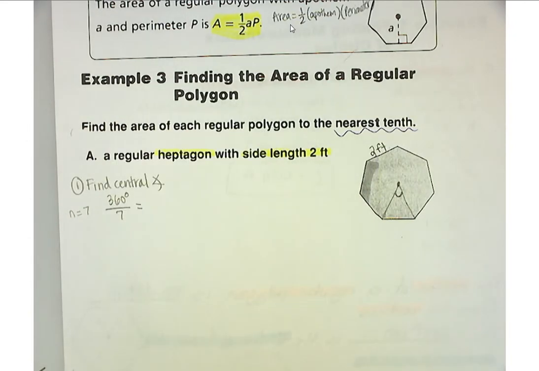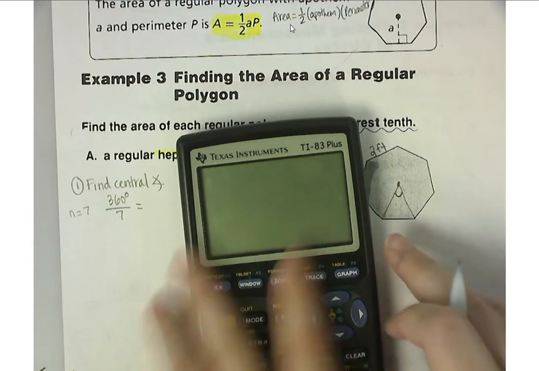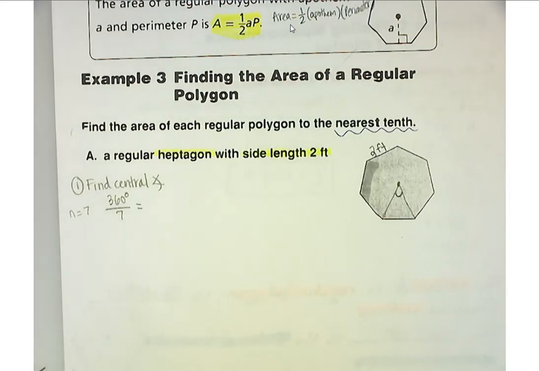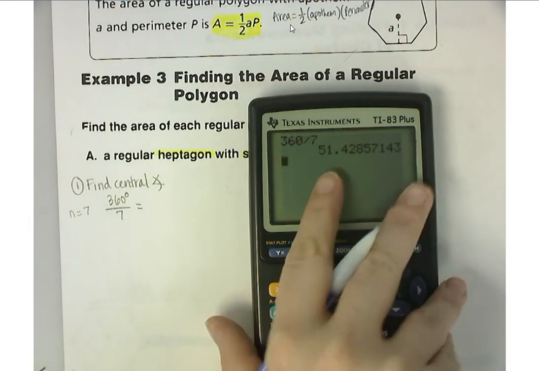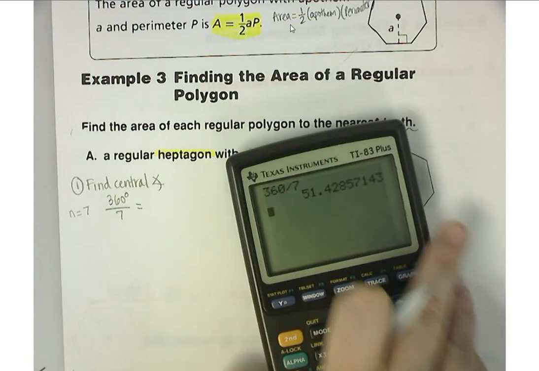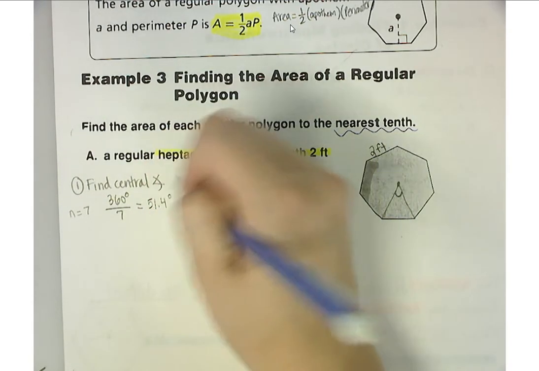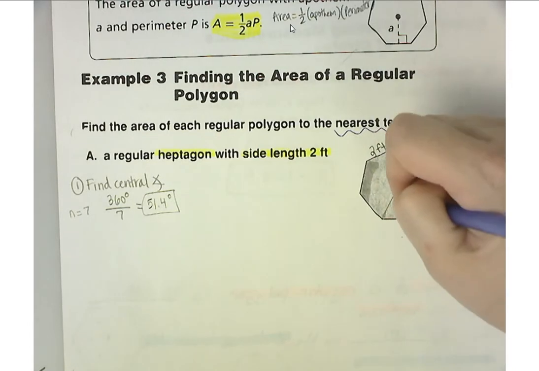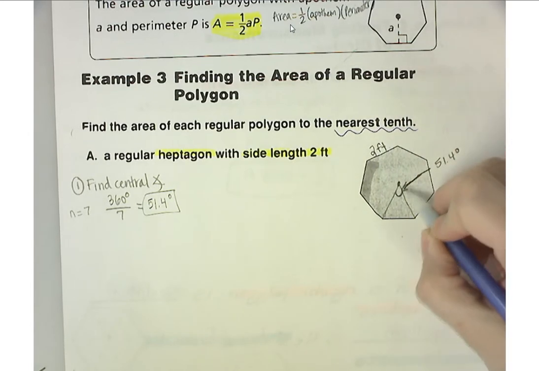I will need my calculator for this one. It is not a nice even value. It's going to be a decimal. So we'll do 360 divided by 7, and then we can round this one to the nearest tenth. So 51.4. That means this angle here is 51.4 degrees. Sorry, that is a terrible arrow.